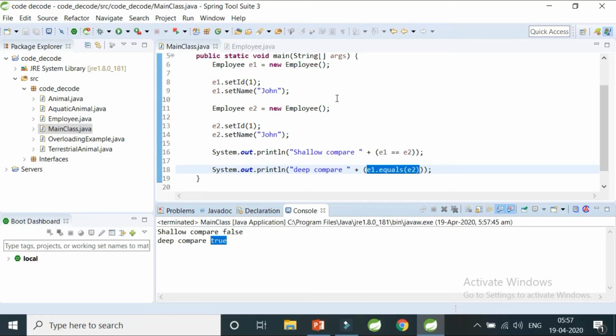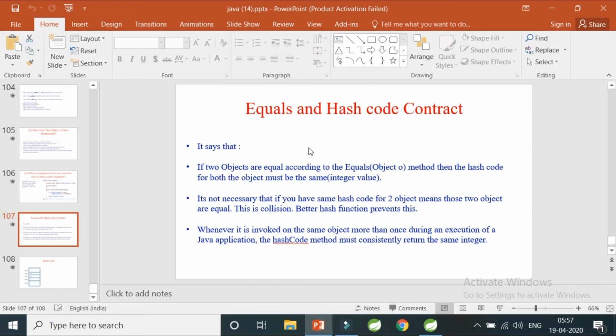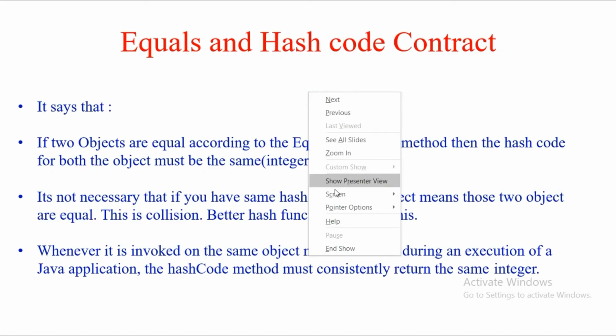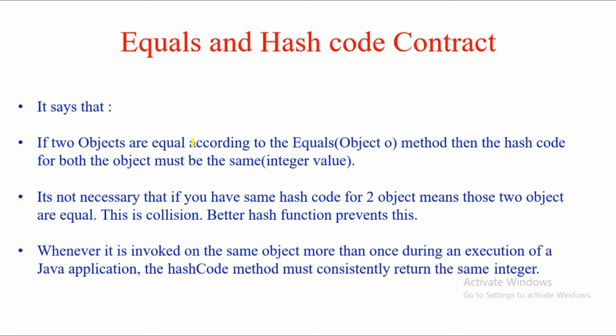Now let's go forward to the equals and hashCode relationship. Finally we'll get to the contract. The contract says that if two objects are equal with the equals(Object o) method, which is a method of the Object class, then the hash code for both the objects must be the same. The hash code is nothing but an integer value which defines at what location this particular object is going to be stored in the hash table. That I'm going to cover when I cover the internal working of HashMap or HashTable. So currently understand that hash code is nothing but an integer value which shows the memory location.